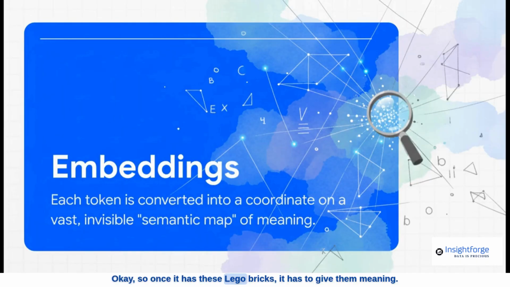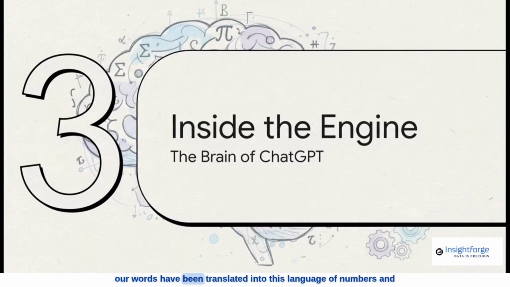Okay, so once it has these Lego bricks, it has to give them meaning. That's where embeddings come in. Each and every token gets turned into a set of coordinates, which places it on this huge invisible map of ideas. Now, on this map, words like king and queen are super close together, while concepts like, say, cat and democracy are miles apart. This is how the AI starts to get a feel for how different ideas relate to each other.